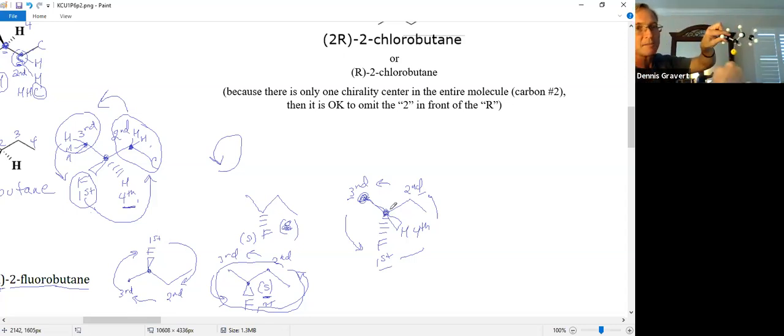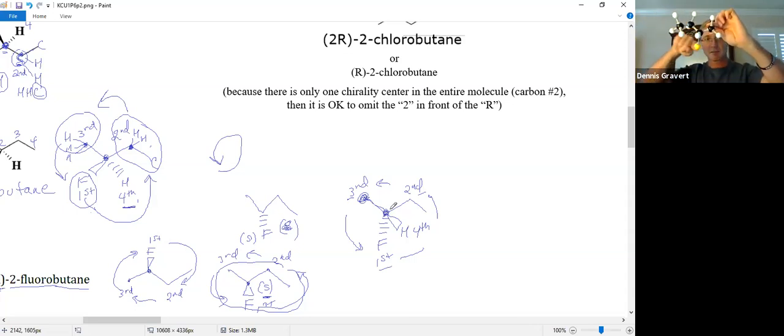But the whole time, is that right? I'm getting it backwards on the screen. There you go, that's better. Okay, the whole time, my hand is moving clockwise when the fourth group, the hydrogen, is away. That's not working so well, is it? Let's get out of the share screen. Maybe we can do a little bit better.